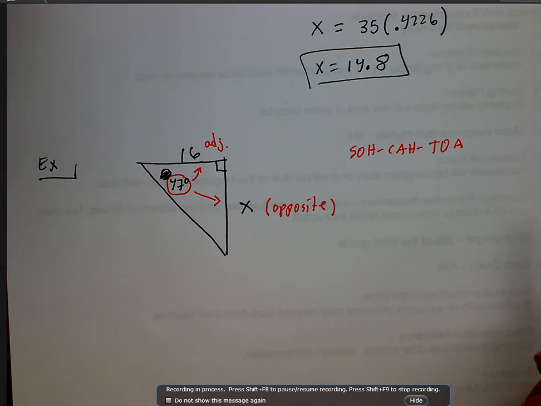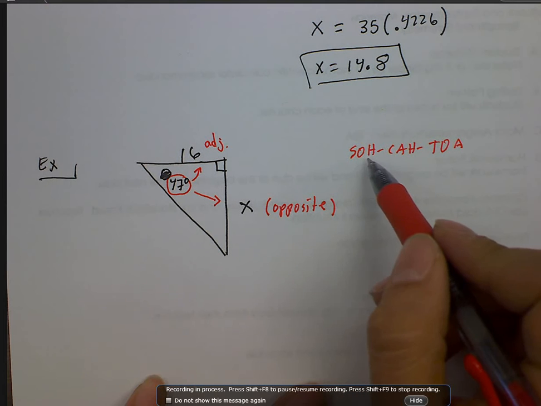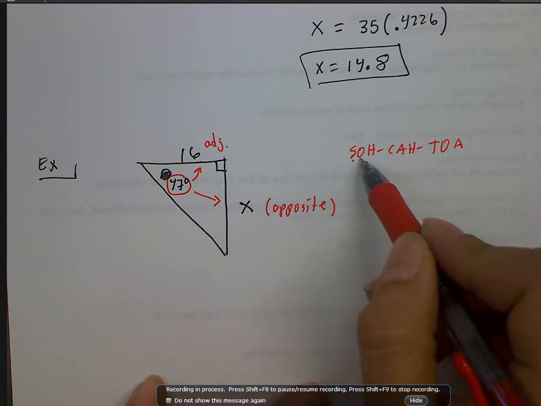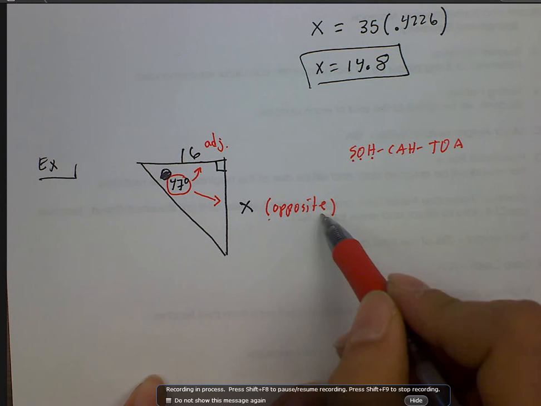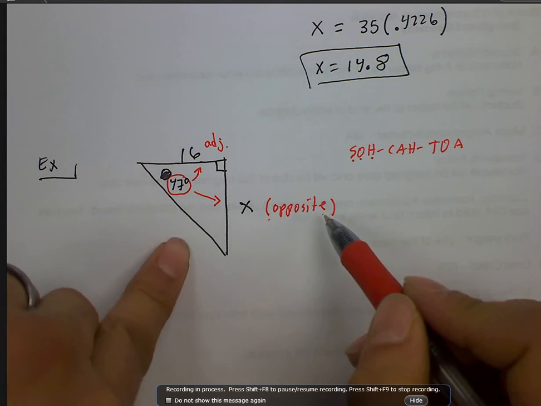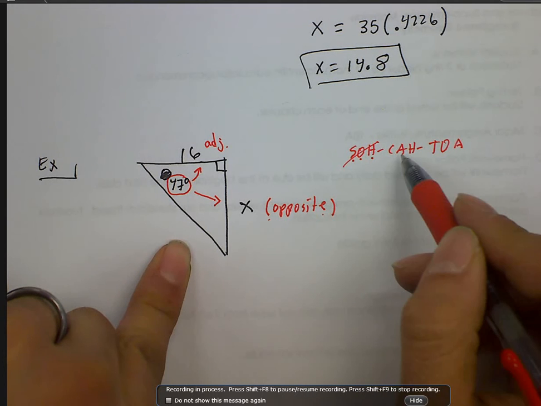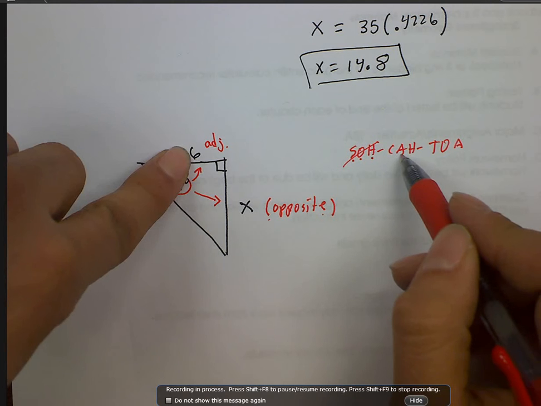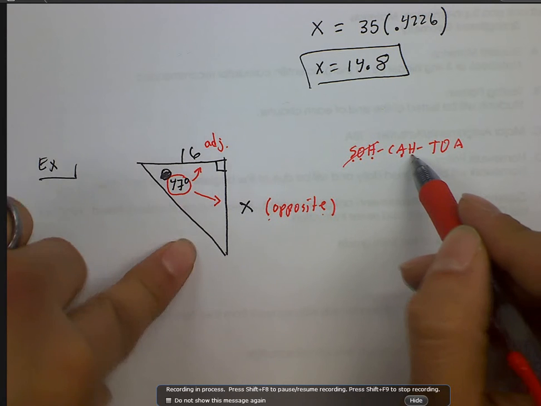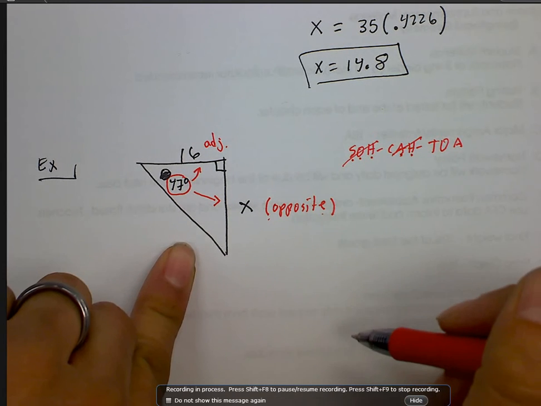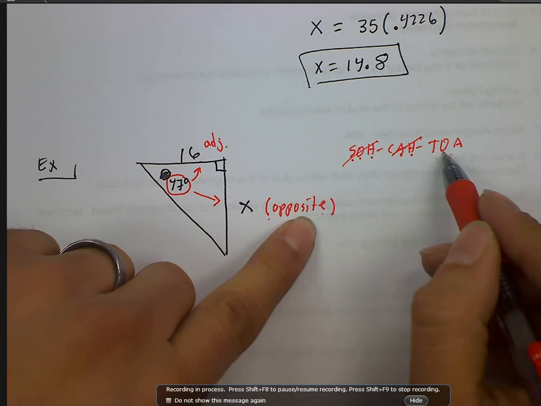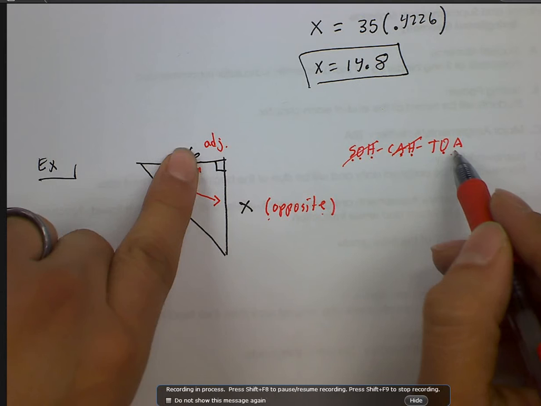So let's look at this. Sine works with the opposite and the hypotenuse. We have the opposite, but not the hypotenuse, so we cannot use that one. What about cosine? Cosine works with the adjacent and the hypotenuse, but we don't have the hypotenuse, so we cannot use that one either. So now we're left with tangent. Tangent works with the opposite and the adjacent, so we're good to go. Let's go ahead and set it up.